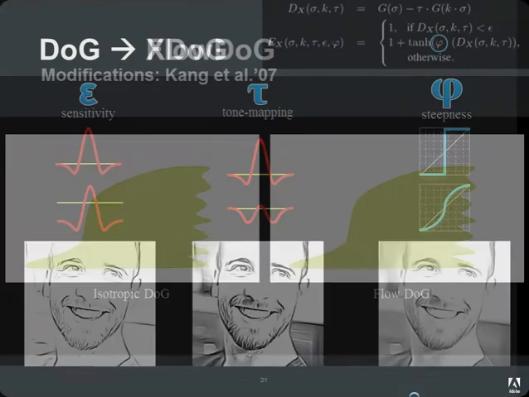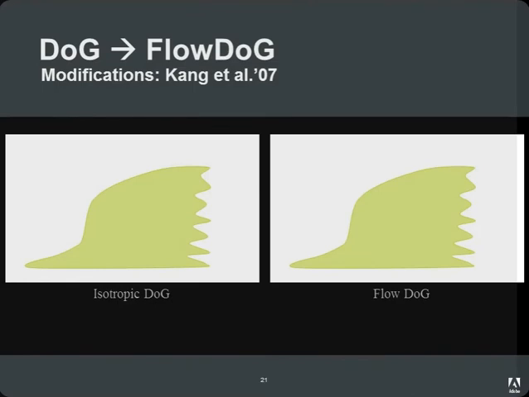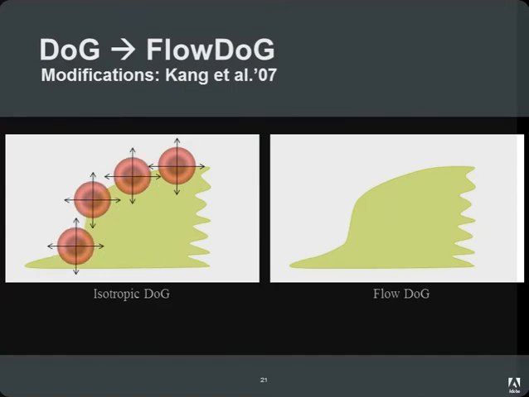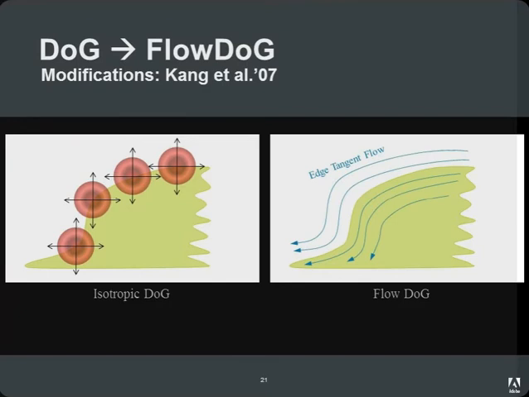The next DoG extension was introduced by Kang et al. in 2007. In the standard isotropic DoG case, the DoG kernel is applied independent of the image content, usually in a separable horizontal and vertical pass. That is, irrespective of where we are in the image, the edge detector is always evaluated exactly the same. Kang et al. developed an anisotropic DoG formulation which first computes the edge tangent flow in an image, and then applies a modified DoG kernel which is locally oriented along the flow field.